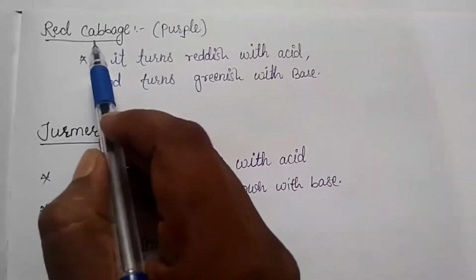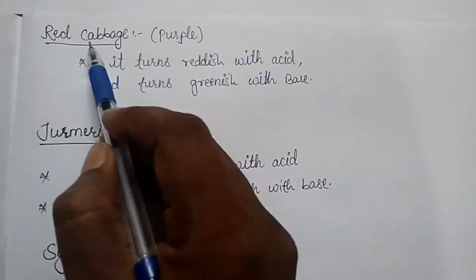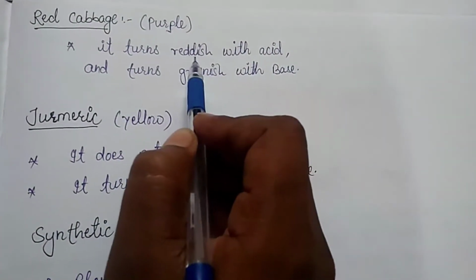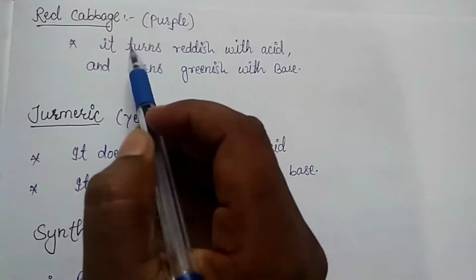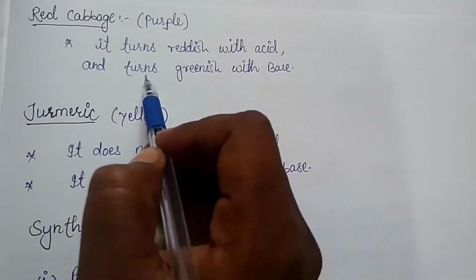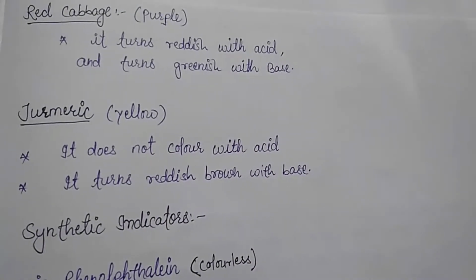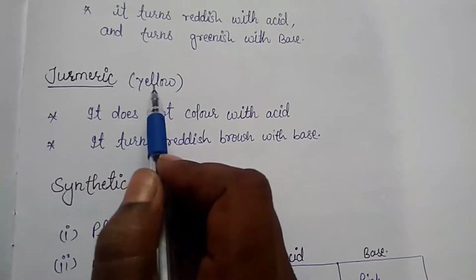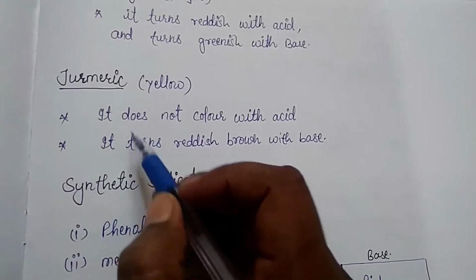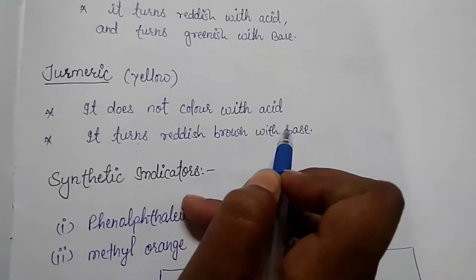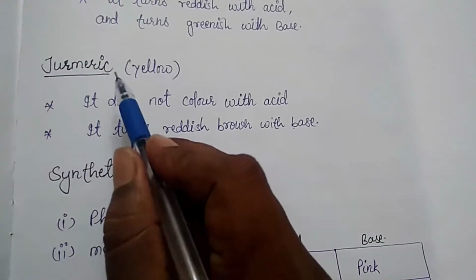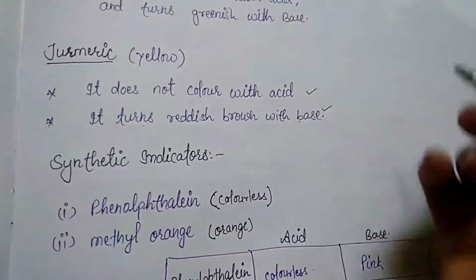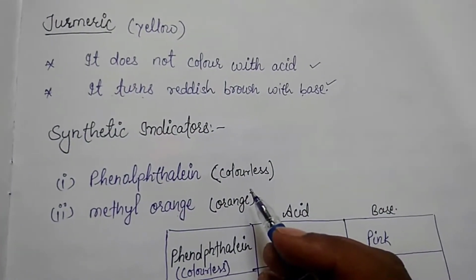Now red cabbage, there is also the indicator red cabbage, which is found in purple color. If this indicator turns reddish, then that will be an acidic solution, and if this indicator turns greenish, that will be a base. Okay, now the third indicator is turmeric, which is yellow in color. If it turns reddish brown, that will be a basic solution, children. Okay, and it does not change any color with acid. Now we have understood the natural indicators.